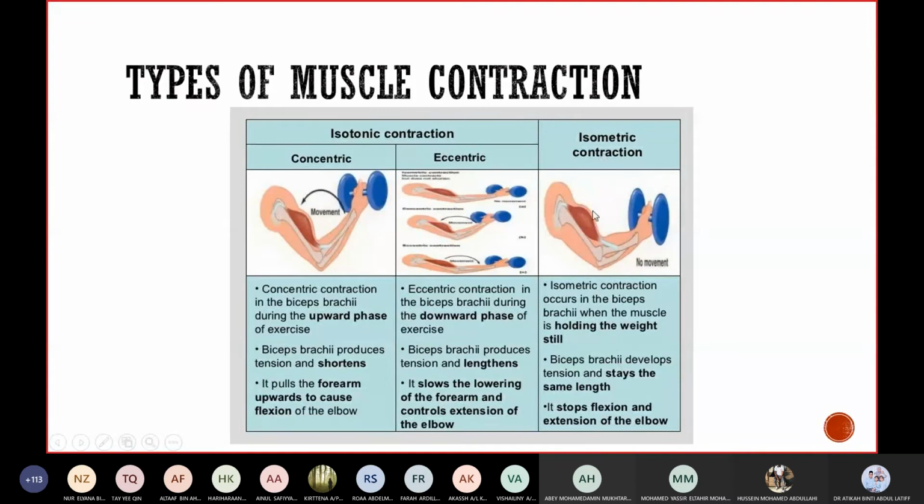Here in isometric contraction, you are holding the weight still, there's no movement, so the length stays the same. However, the function is to stop flexion and extension, so there's no movement of extension or flexion, but holding the weight still causes tone to change. That is isometric contraction, when there's no length change, but there's still increased tone. Eccentric, increased length. Concentric, decreased length.